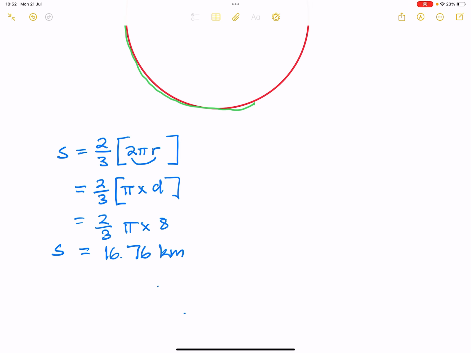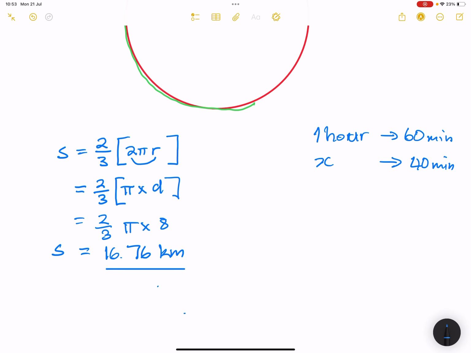So they said we cover the distance 2/3, but we cover this within 40 minutes. Now, the question is, how many hours is 40 minutes? Remember, we must give this answer in kilometers per hour. So I'm going to say 1 hour is 60 minutes. So how many hours is 40 minutes? All I simply do to get the value of x, if I cross multiply, I'll have 60x is equal to 1 multiplied by 40, which is 40.